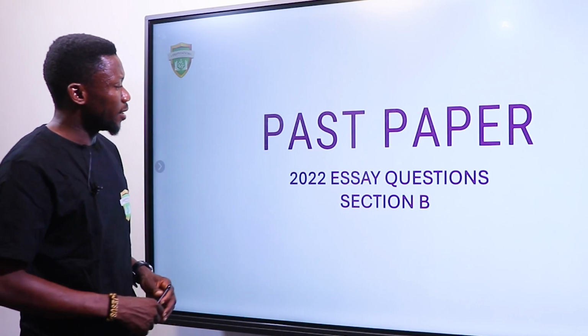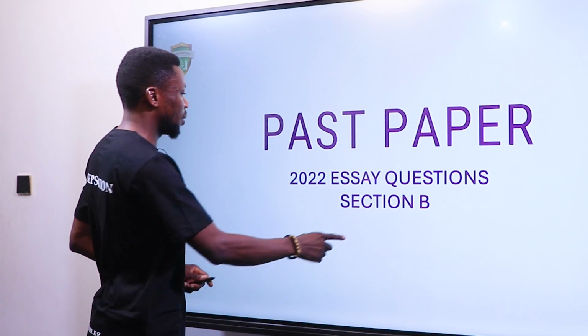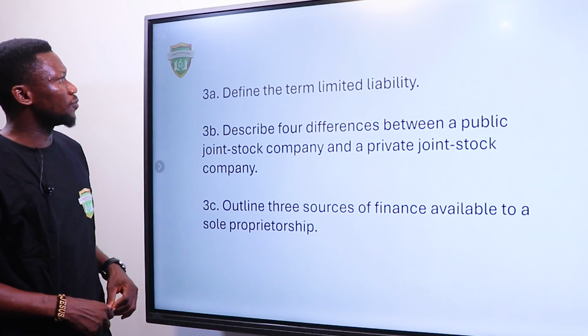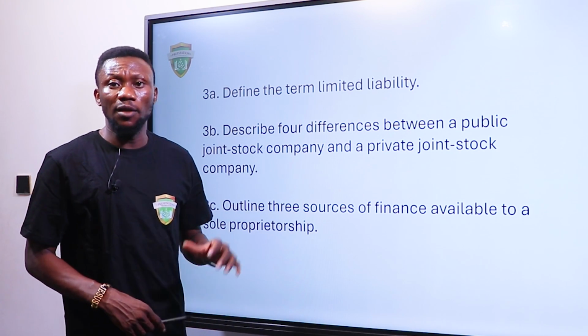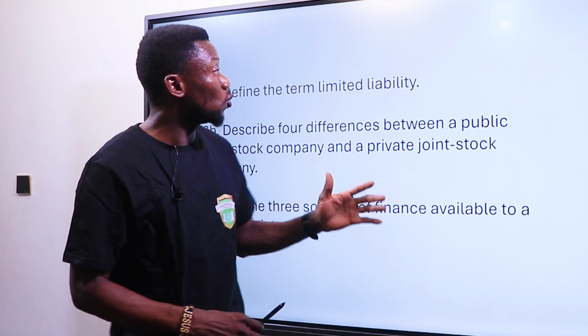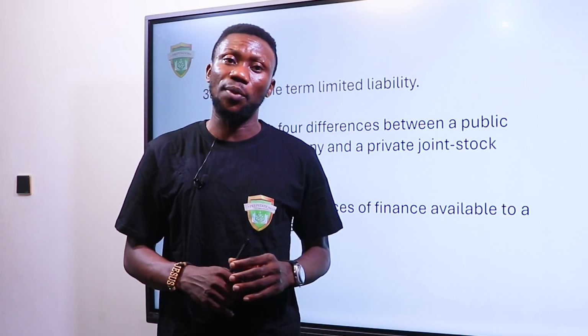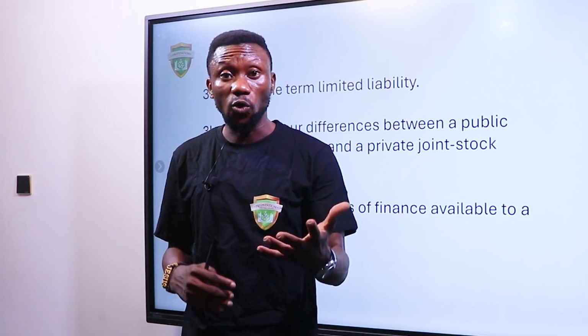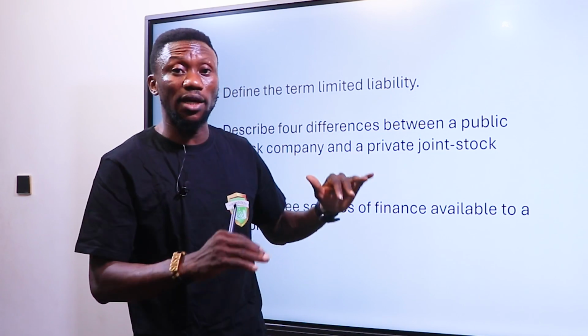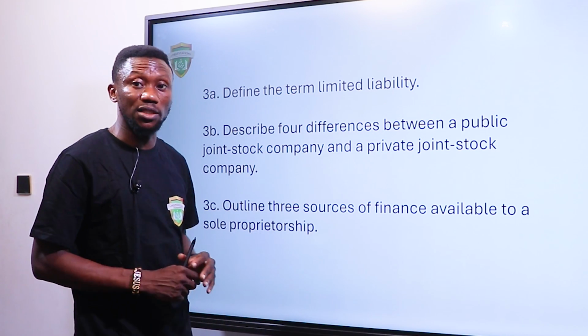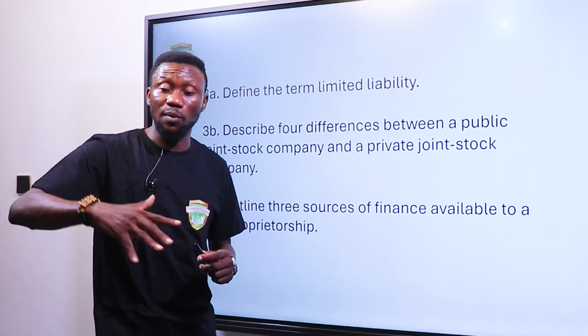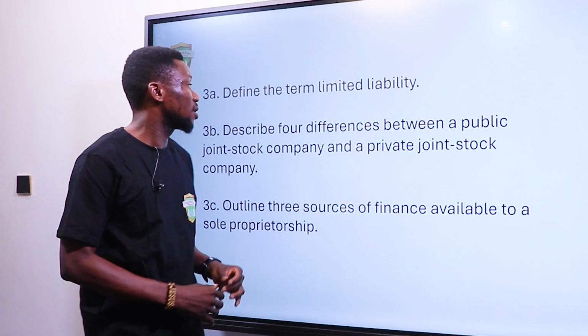So let's look at another year, 2022, section B, past papers. So let's look at the theory here. It says define limited liability. Limited liability is when a company has limits on its liability. Liability means debt, what you are owing. So if there is a limit to that, that is what we call limited liability. You can't borrow beyond a certain amount of money. You can't owe beyond this.